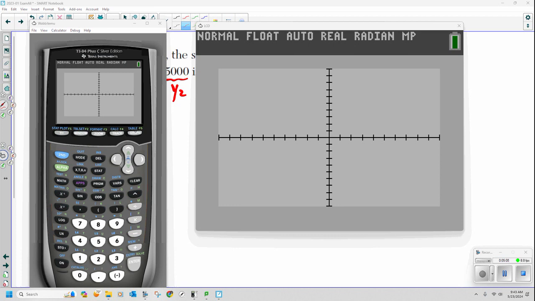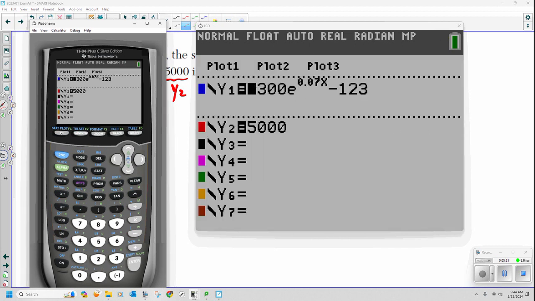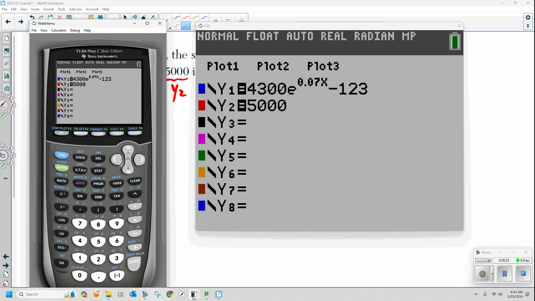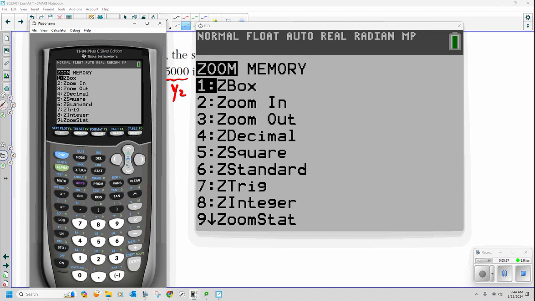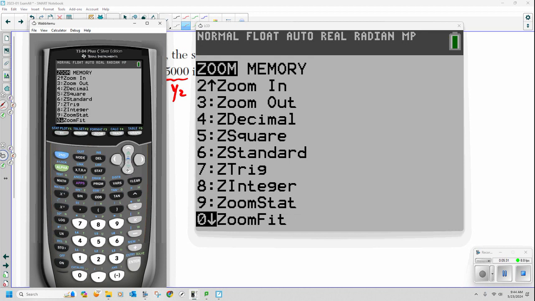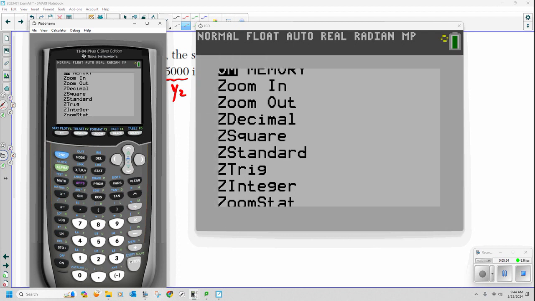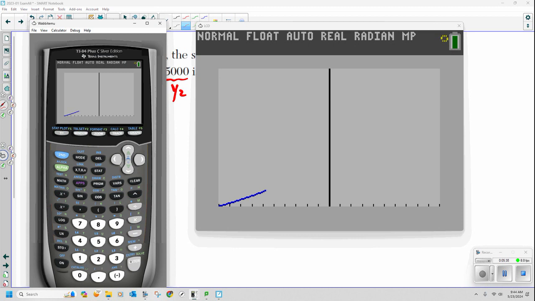I can't see anything. I only go to 10 on the x, 10 on the y, negative 10, and negative 10. What I put in y2 was 5,000, so I've got to go to at least 5,000. What I like to do is go to Zoom Fit. If I'm unsure what to make my window, choice 0 under Zoom is Zoom Fit. That tends to back out really far, to the point where we can see everything.